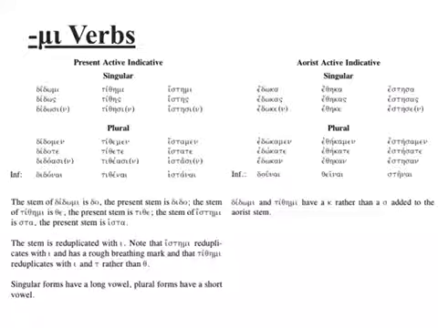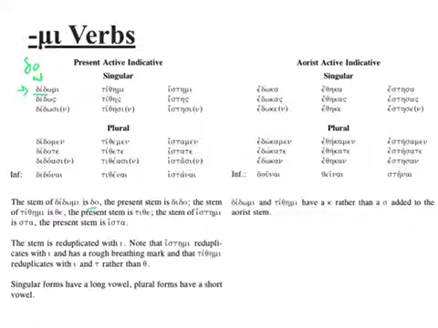So part of the hard part about this is it's sometimes good to know the roots. So didomi comes from da. In the present singular, the omicron from da lengthens to an omega. So it's a do, and then there's a reduplication. And the reduplication has an iota instead of an epsilon like the perfect does.